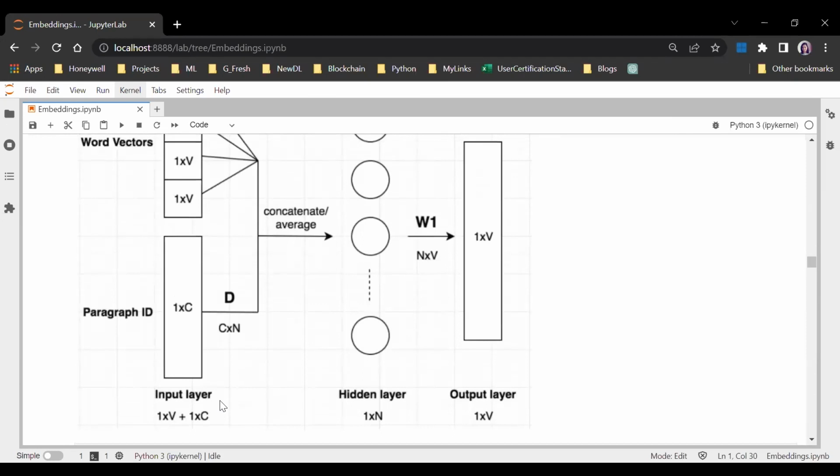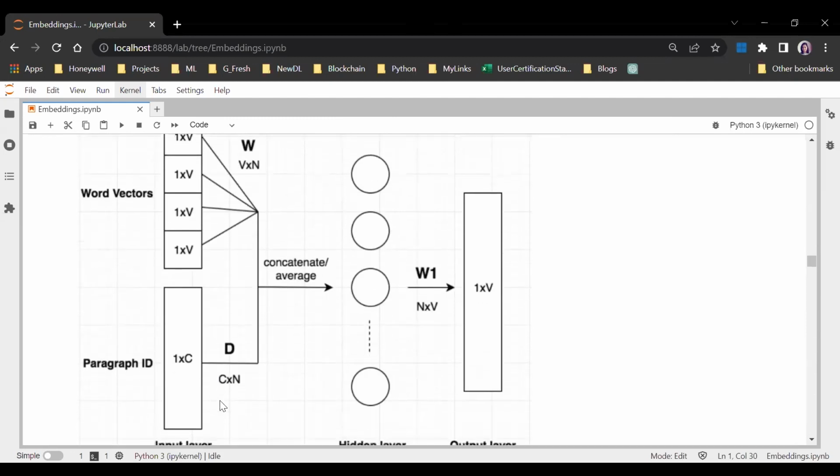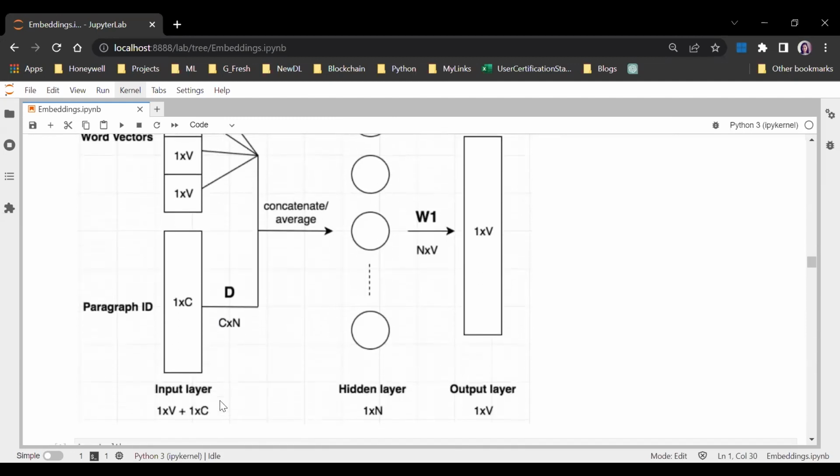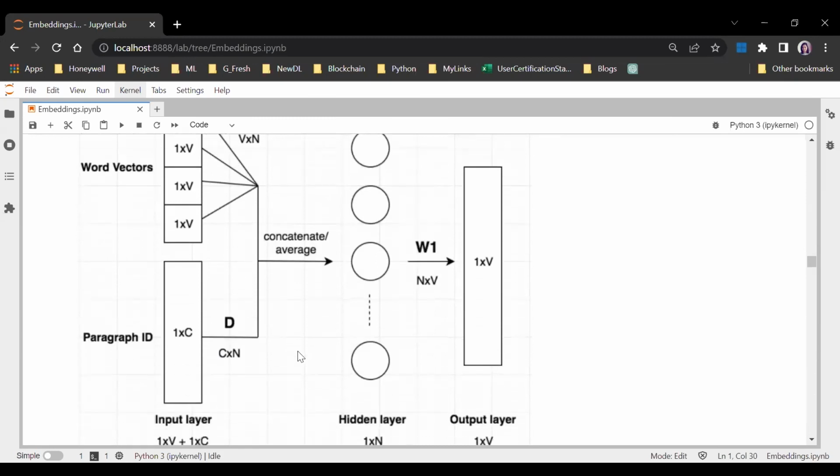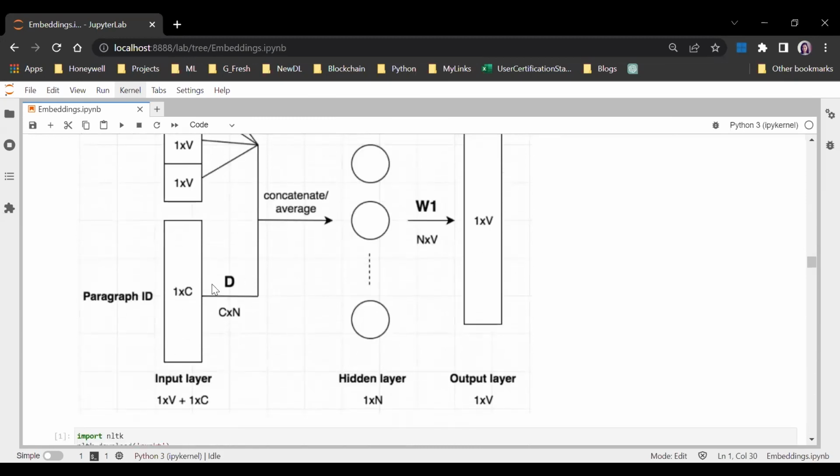And here, talking about the dimensions we have. The input consists of a word vector and the document ID. The word vector is a one-hot encoded vector, and the dimension would be 1 by V. And the document ID, or the paragraph ID, has a dimension of 1 by C, where C is the number of total documents in our data set. The dimension of the weight matrix W will be V cross N, and the dimension of the weight matrix with respect to the paragraph ID would be C cross N.